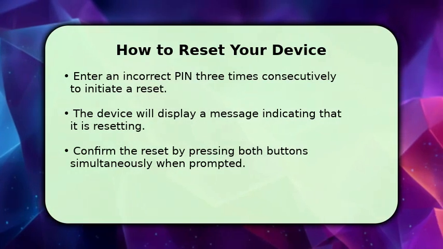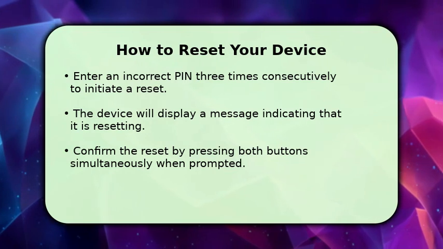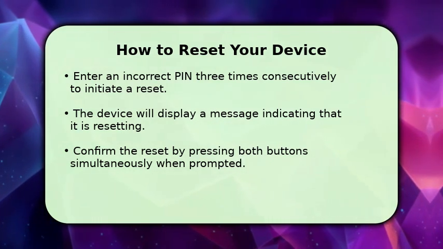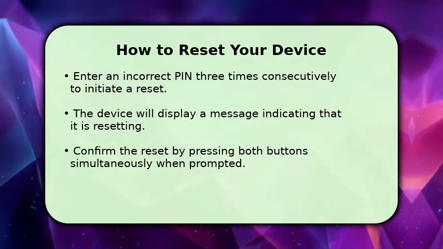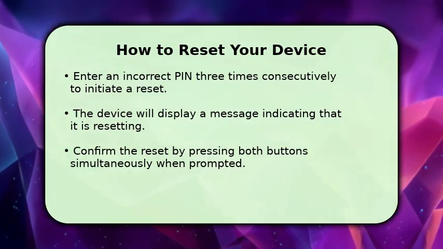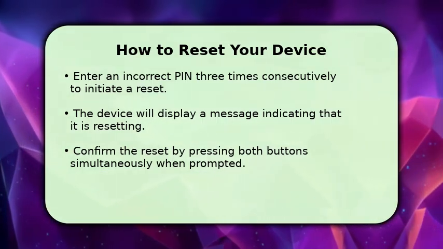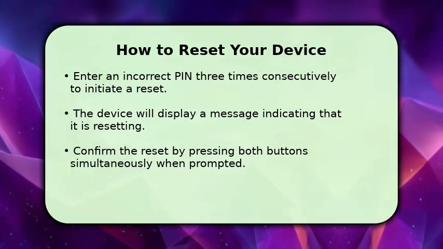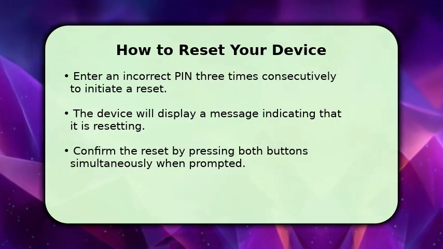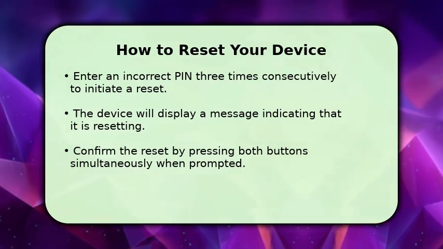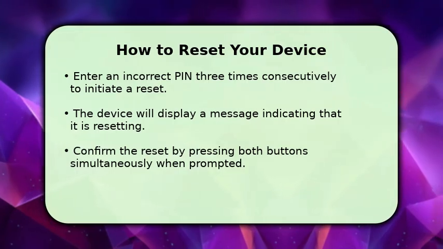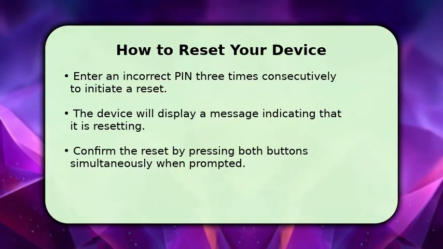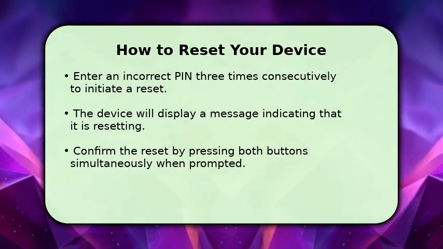Performing the reset on your Ledger Nano S is straightforward. The simplest method is to intentionally enter an incorrect PIN code 3 times in a row. After the third incorrect entry, your device will automatically initiate the reset process, displaying a message like "Device will be reset." To confirm this action and proceed, you will then need to press both buttons on your Ledger Nano S simultaneously when prompted. This action finalizes the complete erasure of your device's data.